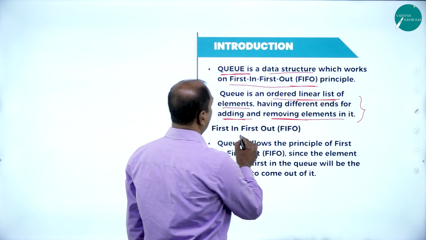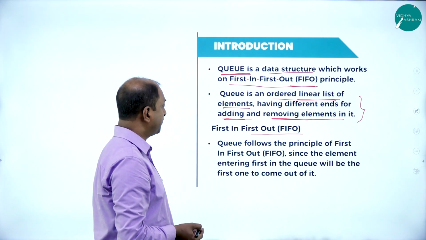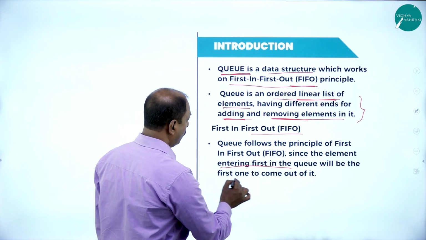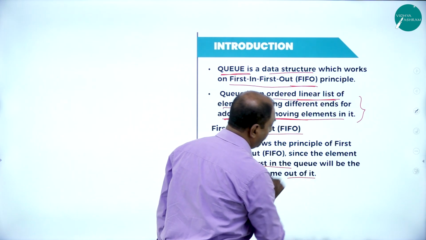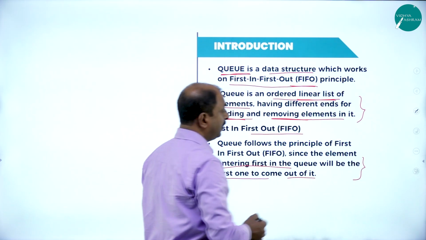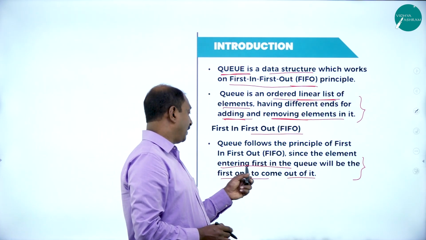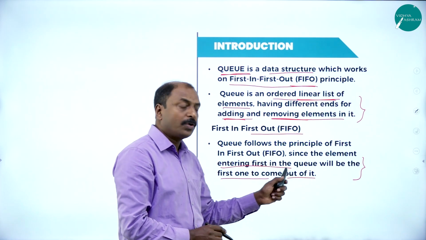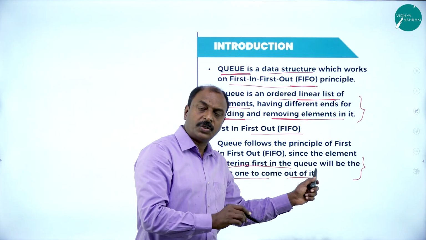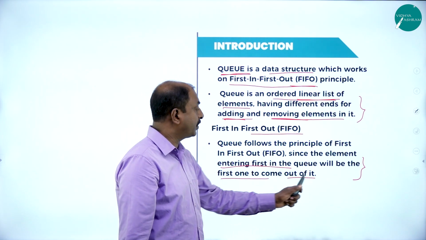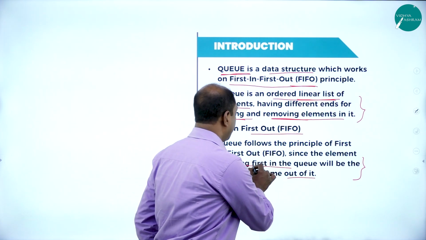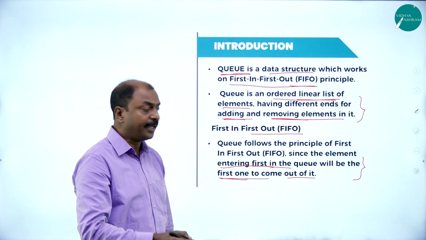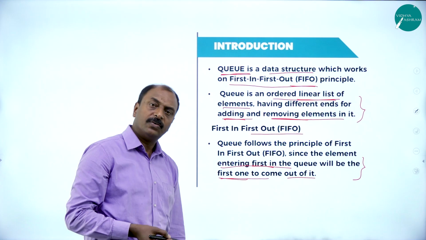So what is the meaning of FIFO, first in, first out principle? The element entering first in the queue will be the first one to come out of it. That is the meaning of first in, first out. Any element or data entering into the queue first, the same element will come out of the queue first. So the first element inserted will be the first element removed or deleted. That is the principle of first in, first out.